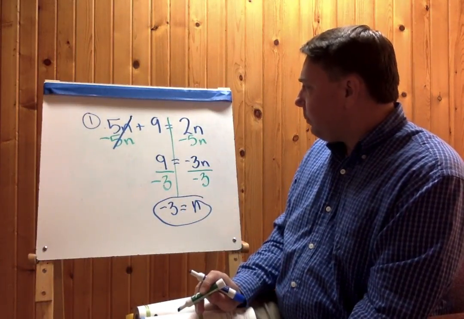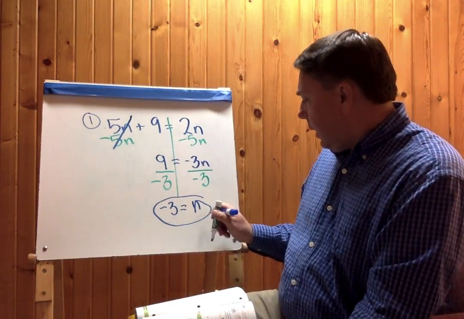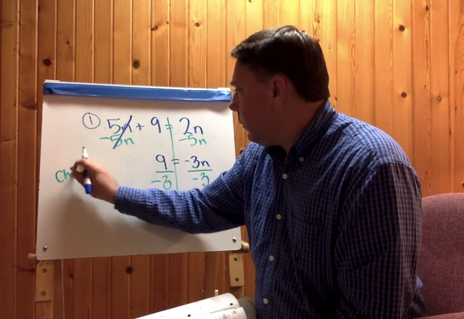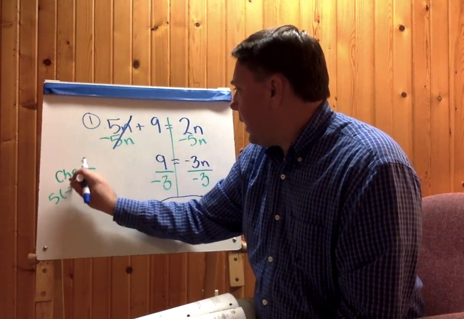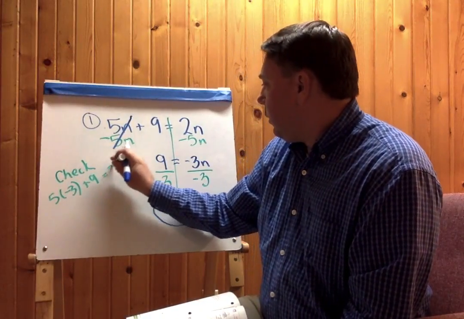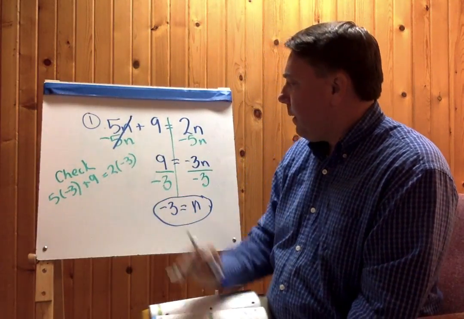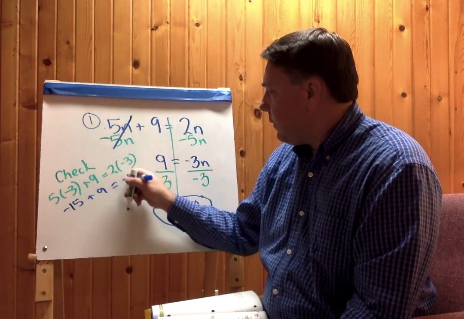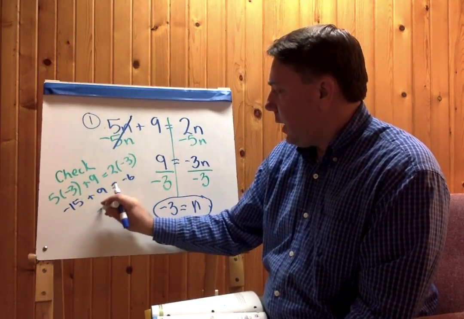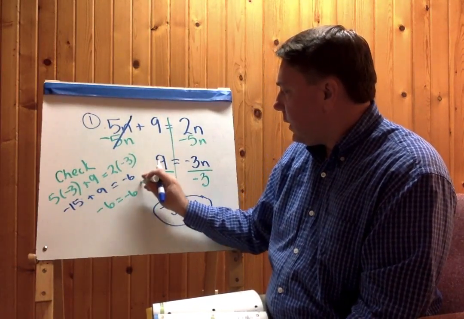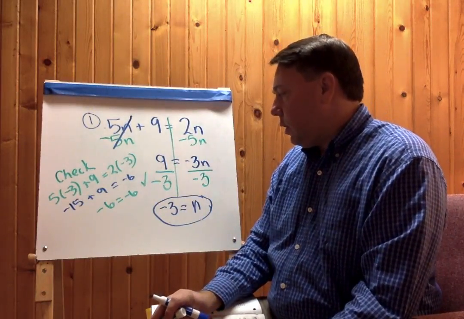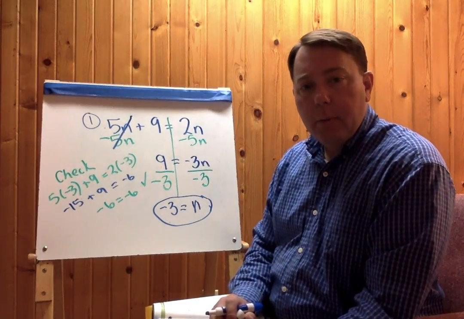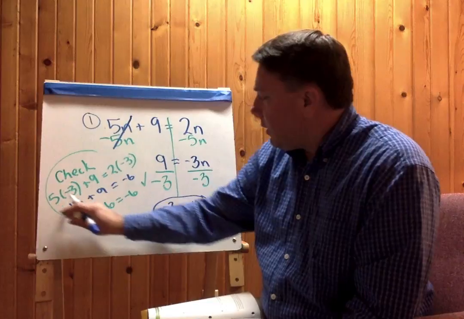You can always check your answer. It should work out. If you have n equals negative 3, you could always check it over here. You could say 5 times negative 3 plus 9 equals 2 times negative 3. And if you do that, you have negative 15 plus 9 equals negative 6. So negative 15 plus 9 is negative 6. And that equals negative 6, so that checks out. So you know you did it correctly. So remember, that happens anytime you're solving an equation. You can always plug the number back in to check to see if the answer is correct.